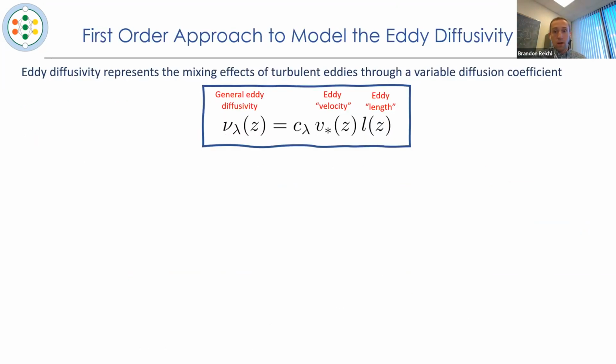All right, so now I'm going to talk a little bit about one of the things that Greg also briefly mentioned, which is how we actually model the eddy diffusivity to use it within this EPBL approach. So there's a very general framework for an eddy diffusivity that's often given when you look at the literature on this topic, where the eddy diffusivity is equal to a coefficient, given here as C lambda, an eddy velocity, which could be a function of depth, I'm showing it as V star here, and an eddy length, which I'm giving as L here, which could also be a function of depth.